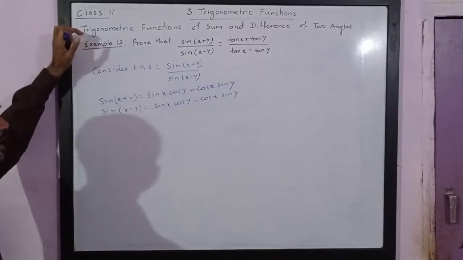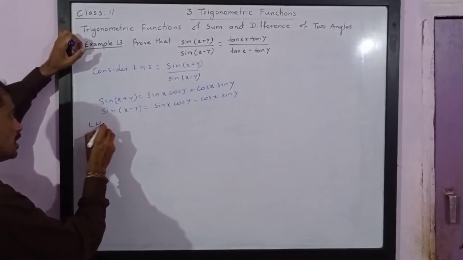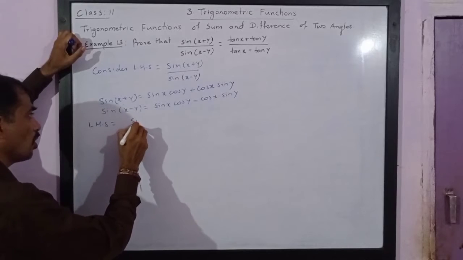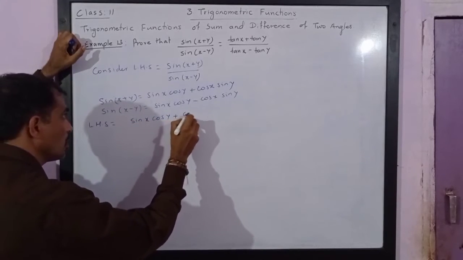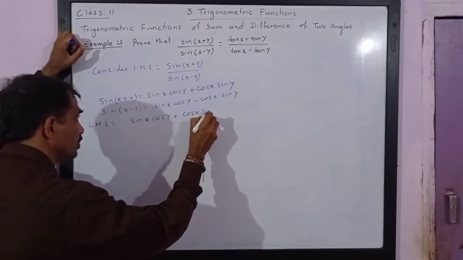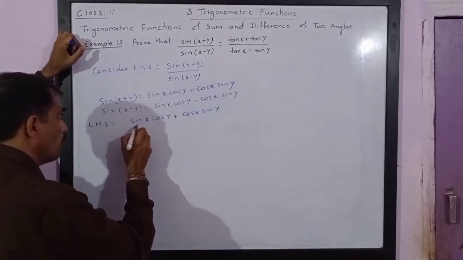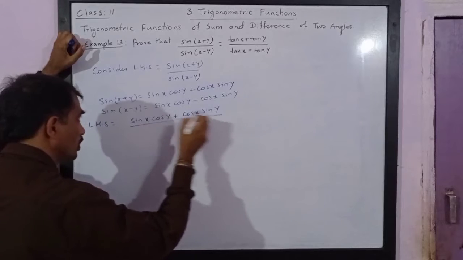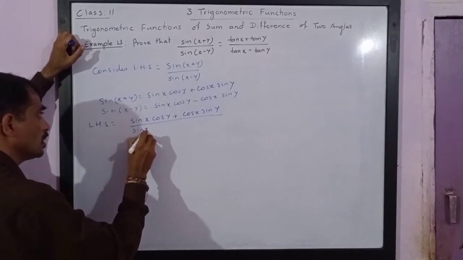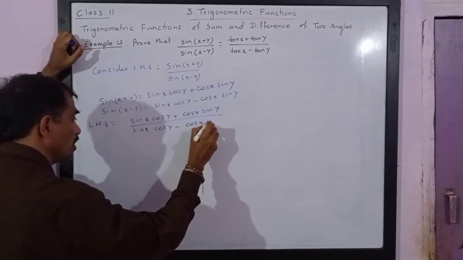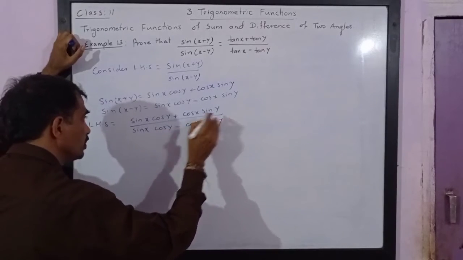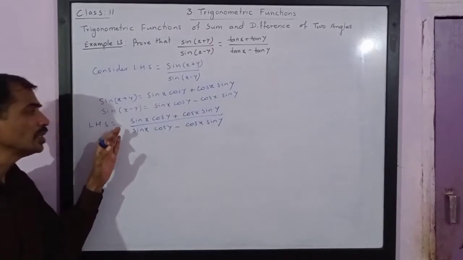Now please try to write this. So you will get LHS is equal to sin x cos y plus cos x sin y upon sin x cos y minus cos x sin y. Please note, this is very easy.